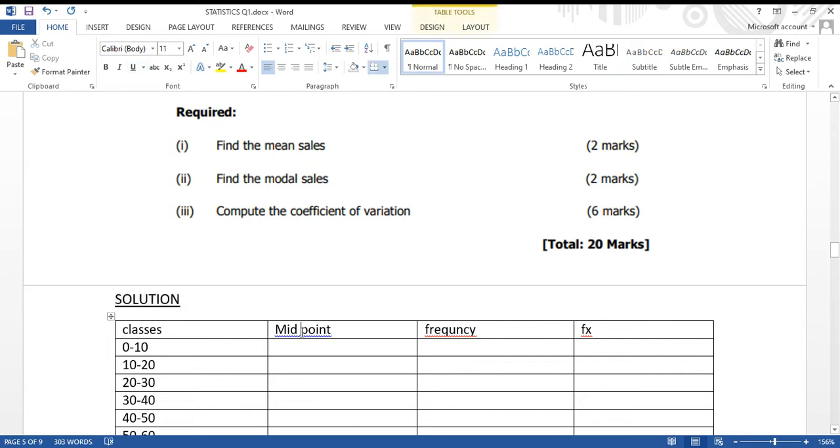Okay, so we have our classes. Midpoint is represented by X. Then we have our frequencies, which is represented by F. So you're going to say 0 plus 10 divided by 2. 0 plus 10 is 10, divided by 2 is 5.